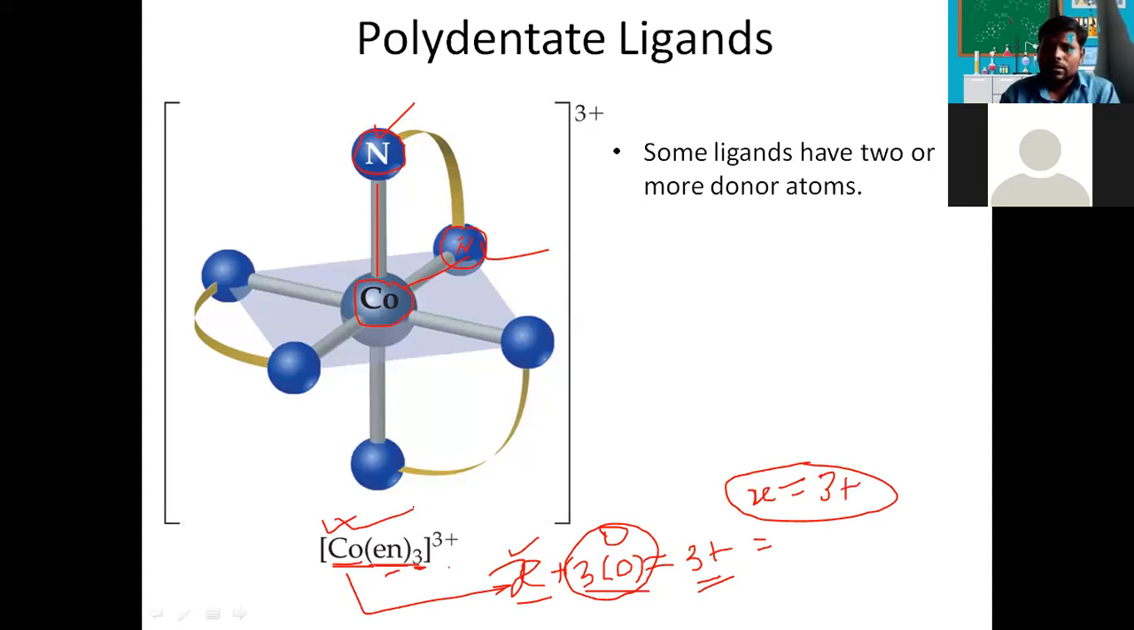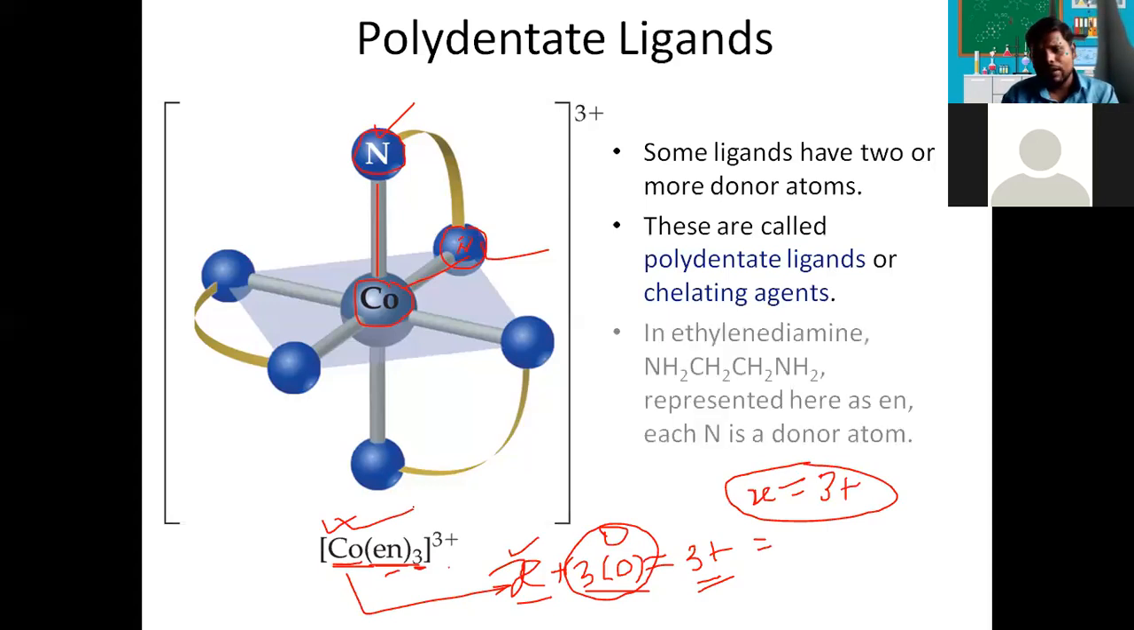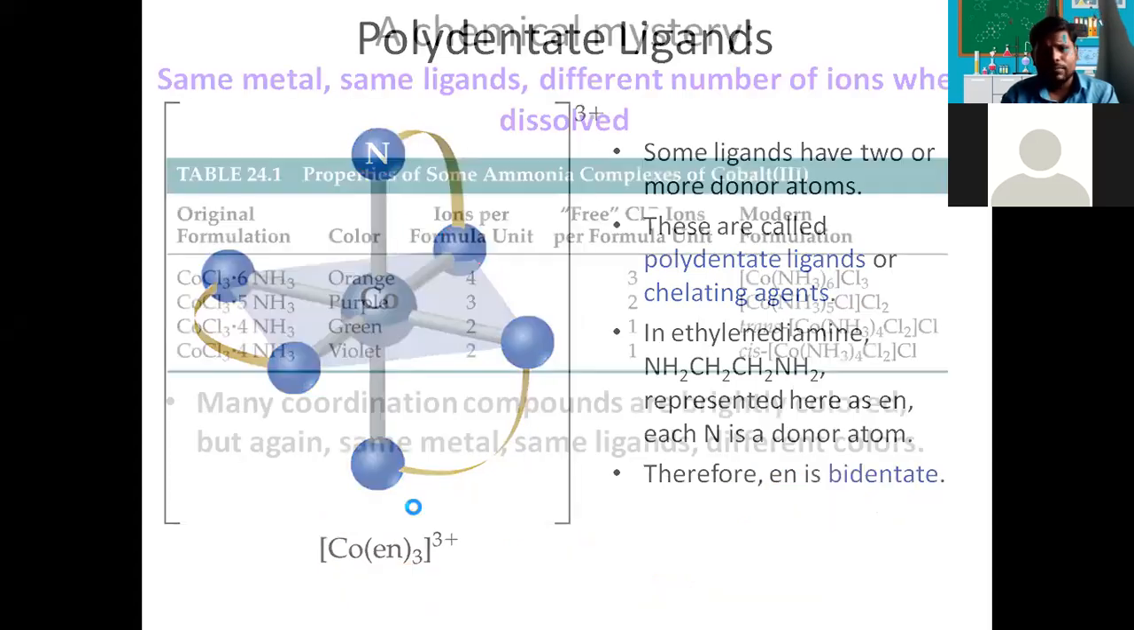Ligands that have two or more donating atoms, bidentate and beyond, are called polydentate ligands or chelating ligands. We already learned all this. Therefore, en is a bidentate ligand.